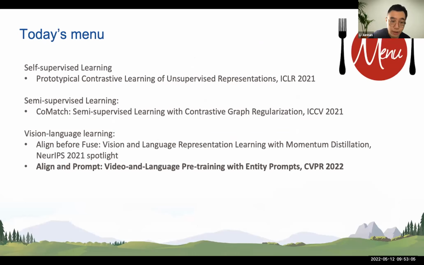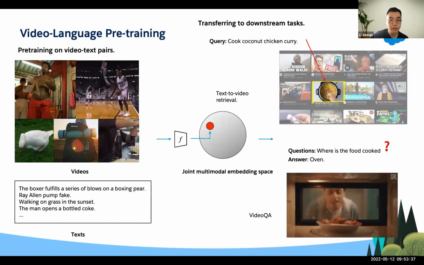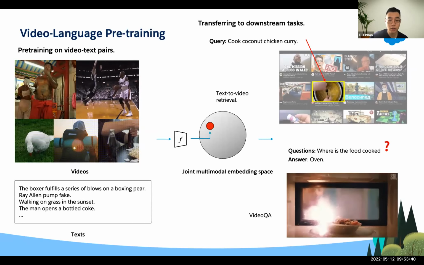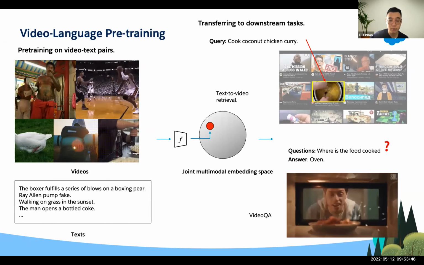Okay, so that's all about the vision language paper LBAF. Next, I will just quickly talk about our CVPR paper, which is Align and Prompt. And this is in the video domain, not in the image domain. The novelty is that we introduced this new method called entity prompt. So for video and language pre-training, it's similar to image, except now we need to use a video encoder to encode the visual information instead of the static image encoder.